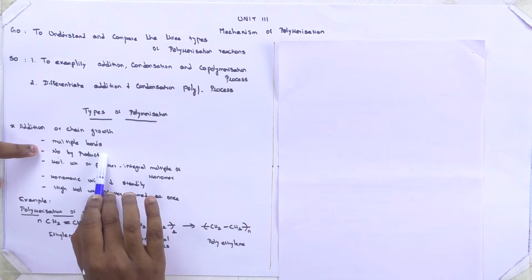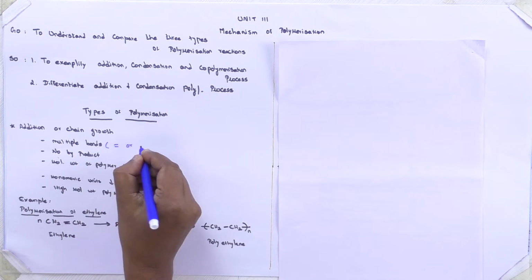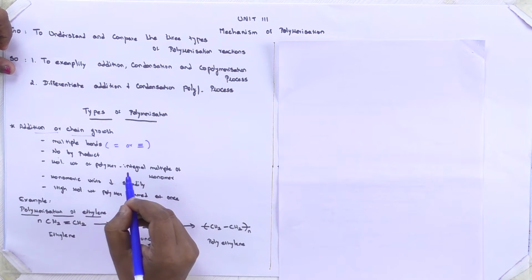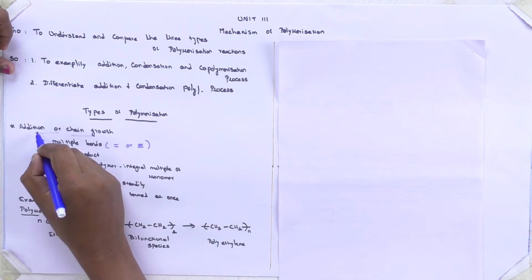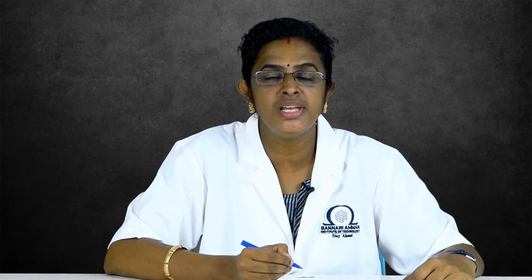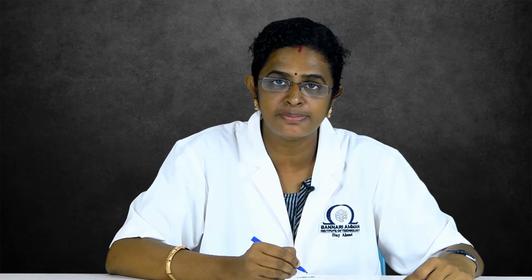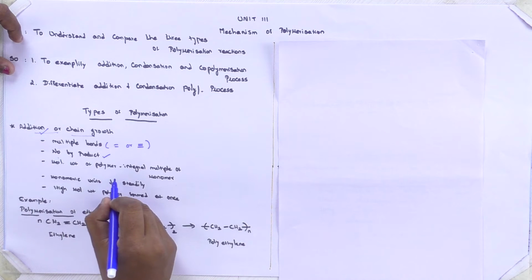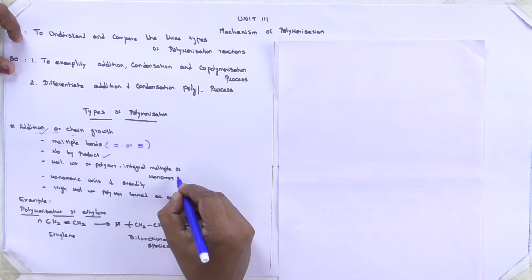Monomers having multiple bonds, particularly double or triple bonds, undergo this type of addition polymerization. Monomers combine to give polymers through addition reaction and no other byproduct will be formed. That is, there will be no elimination of simple molecules or small molecules like water, ammonia, etc. during the addition polymerization process. Therefore, here the molecular weight of the polymer will be an integral multiple of the molecular weight of the monomer, since there is no elimination of simple molecules.